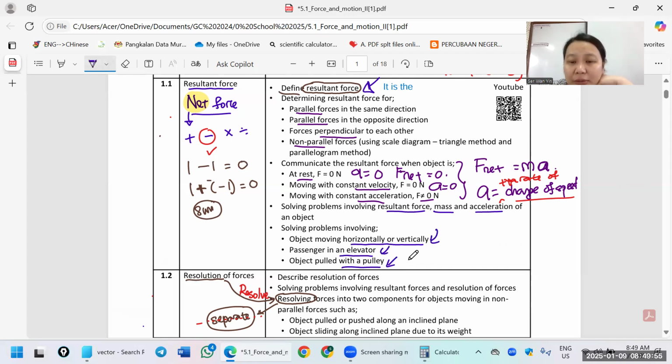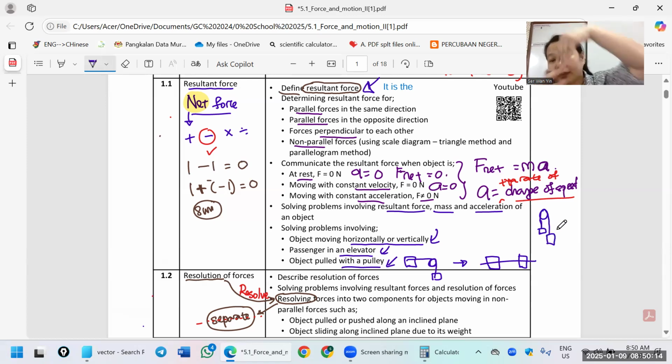So with a pulley, remember if the pulley is like this, what do we do? We stretch it up to become horizontal, something like this. If the pulley is like this, we also stretch it up. We also stretch it up. Okay, become a straight line.